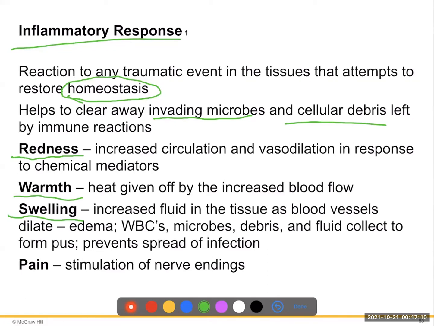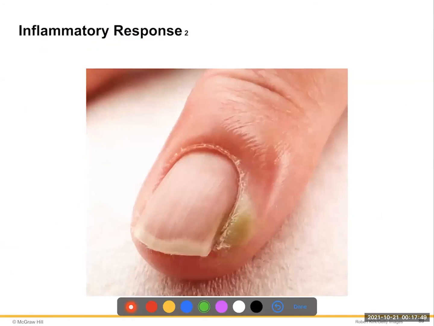White blood cells, microbes, debris, and fluid collect and form pus, which prevents the spread of infection. So the pus forms a pocket around it, and it keeps the infection controlled in that area. It doesn't allow these bacteria to keep going everywhere because it coats them in this pus pocket that keeps them there. And then we get the all-famous pain, stimulation of nerve endings from this increased pressure. We get increased water in the area, increased pressure on these nerve endings. They're going to fire, and that's where we get pain. These are all things we know. You get inflammation, it gets redness, it gets warm, we start to swell up, and it hurts. And these are the reasons why. And you can see the inflammatory response.